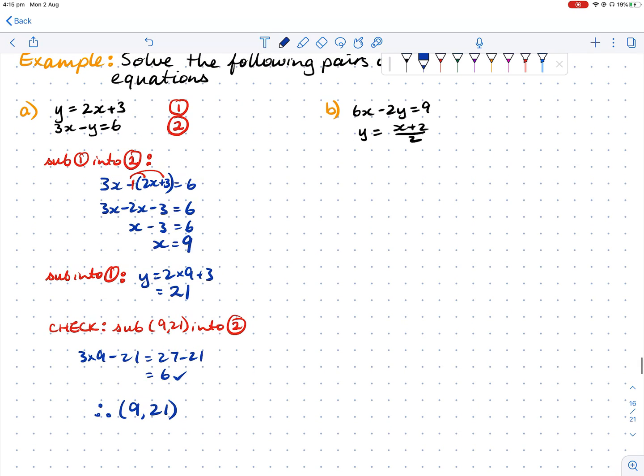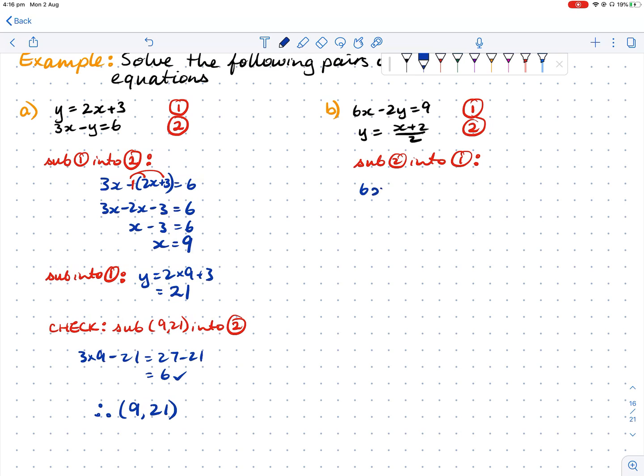All right. For our second equation, what we've got here is 6x minus 2y is 9, and y equals (x plus 2) over 2. So we do have a fraction in there, but that's okay. We can work with that. That's equation 1, that's equation 2. In this case, y is the subject of the second equation. So we're going to substitute equation 2 into equation 1. We're replacing whatever y is with (x plus 2) over 2. So y changes into (x plus 2) on 2. So we're going to sub 2 into 1.